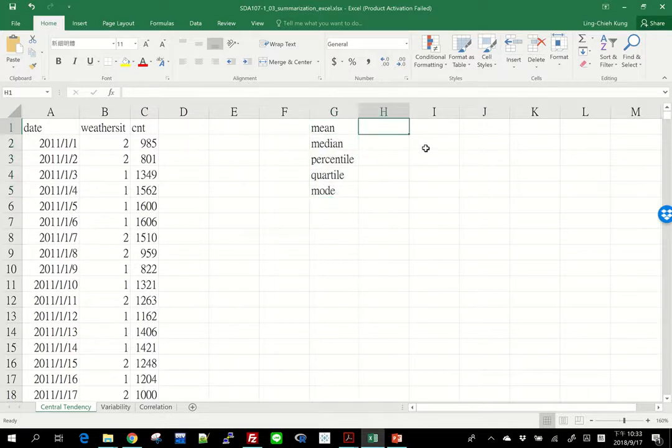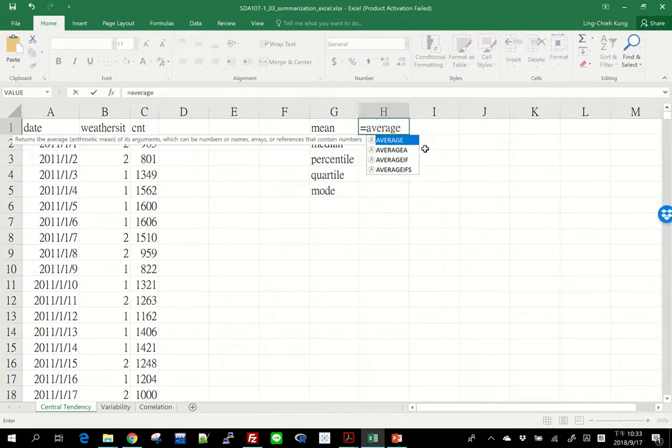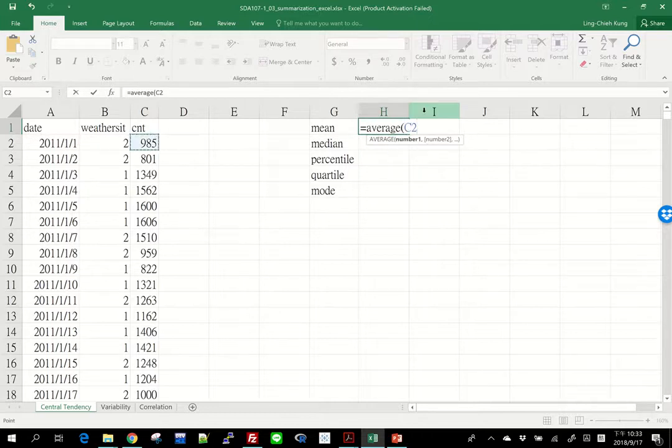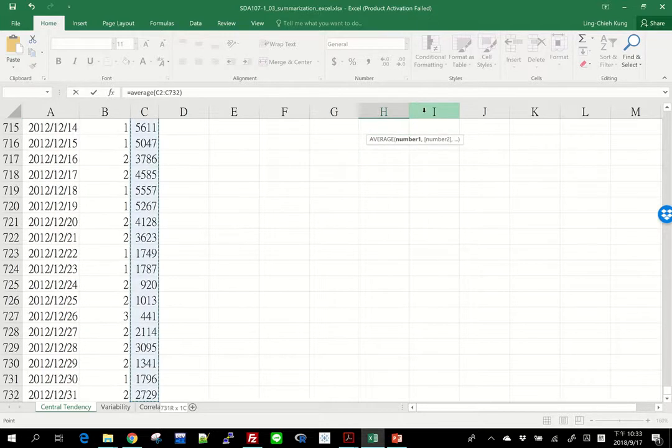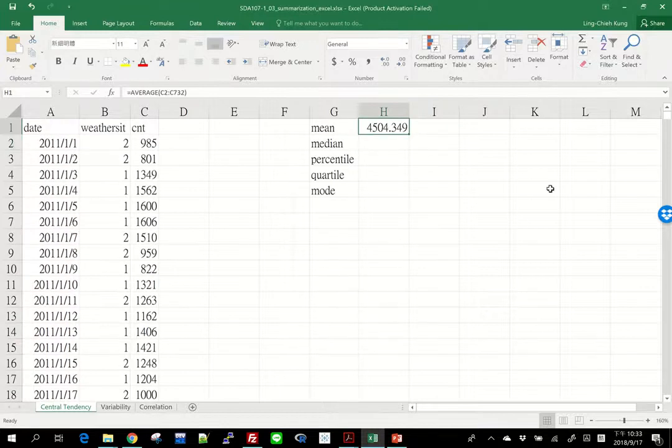So for mean, actually most of you have already done that. You know how to do it. It's just average. Okay, so let's just use average. So I may, for example, select all those CNT values throughout 2 years. I get about 4,500. So that's the daily average rental number that I have in that 2 years. So that's just average, mean, simple.